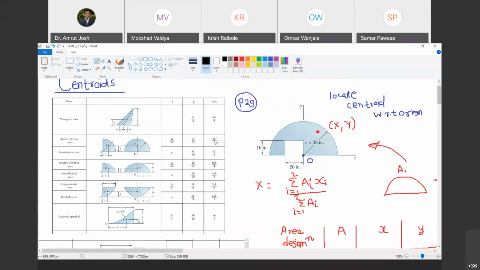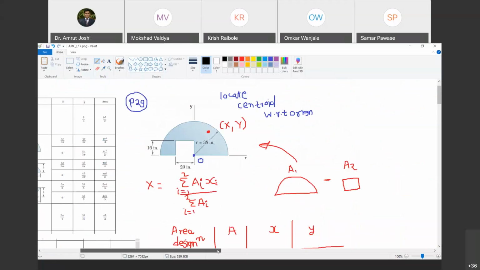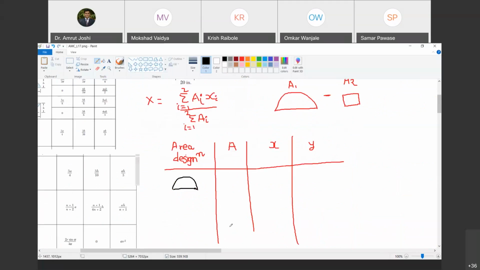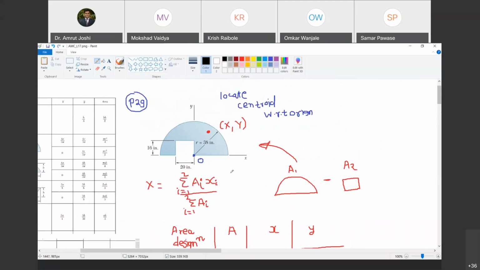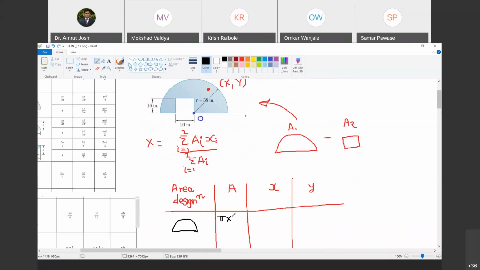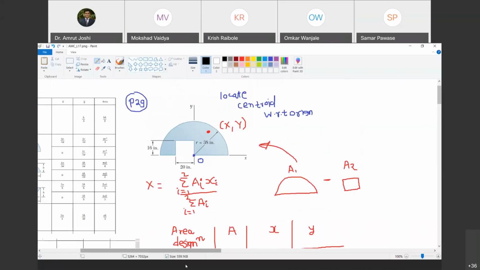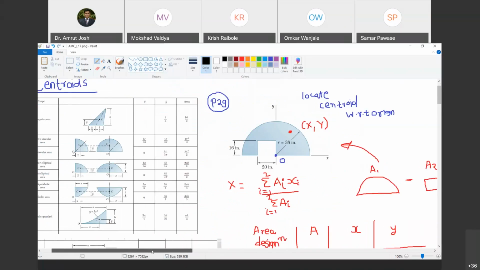So for a semicircle, what is the area? Pi r square by 2. Do you agree with me? Yes. So I am going to write this as pi into r square by 2. What is the value of r? Just look at the radius of this semicircular shape. It is 38 inches. So it is going to be pi into 38 square by 2. Am I right? Yes, sir. This is the area of the semicircle.